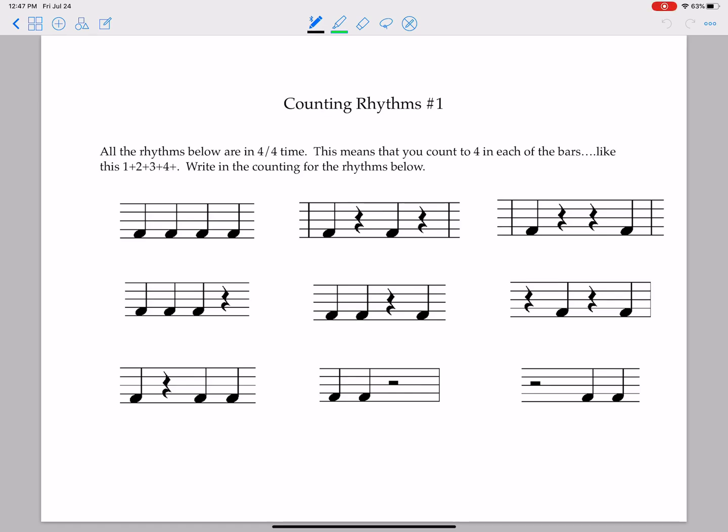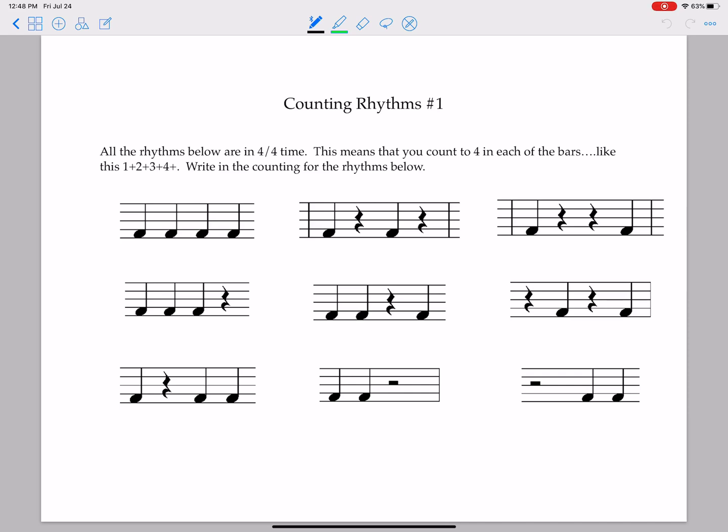Today we're going to go through the Counting Rhythms worksheet number 1. All the rhythms on this sheet are in 4/4 time. That means that you need to count to 4 in each of the bars. So we're going to count 1 and 2 and 3 and 4 and. The ands are done with a little plus sign. So let's get started on our first rhythm below.